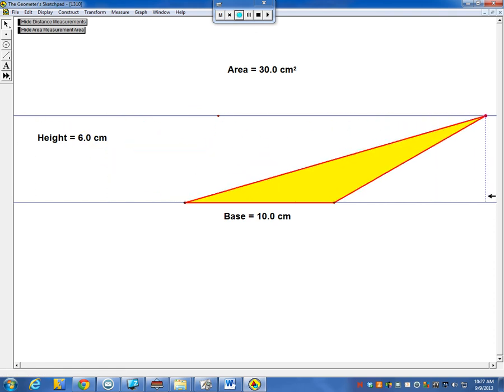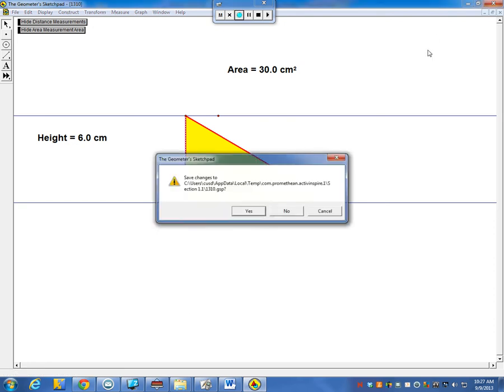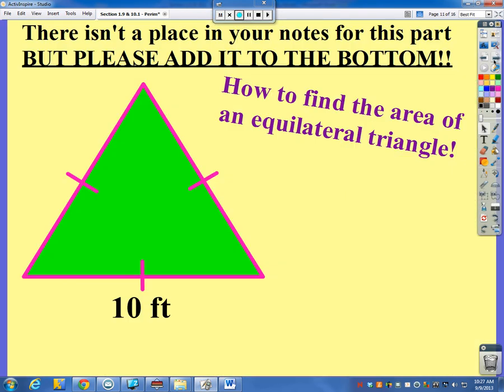Okay, so I can have a triangle over here that looks really obtuse. I could have one that looks isosceles. I could have one that looks like a right triangle. But all of those triangles are going to end up having an area of 30 if I leave the height and the base alone. So you can stretch that thing out. It looks different, but it's not really different.